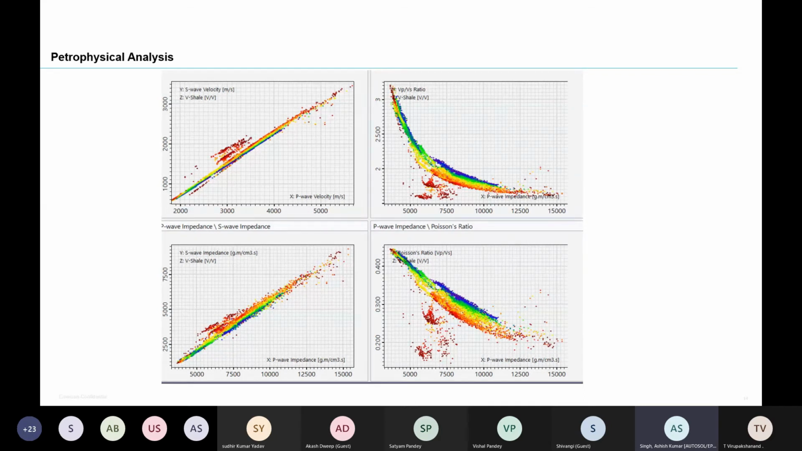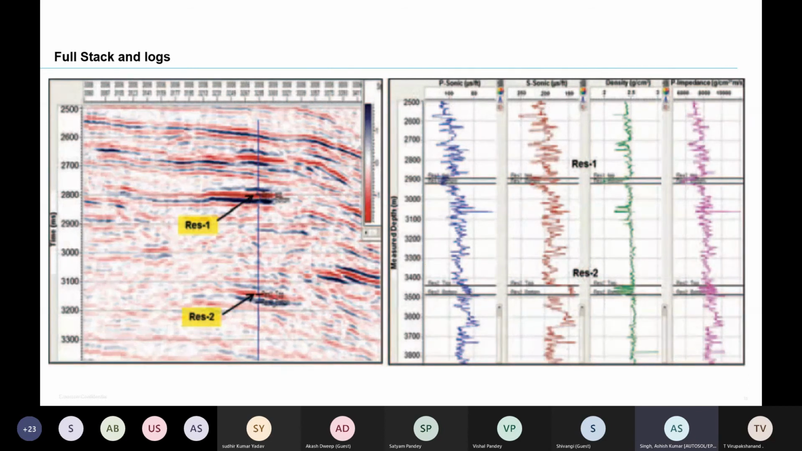Okay, let's start. I will give an example of full stack, then one example of pre-stack also. I would like to say that this is my published paper, published in 2014 in The Leading Edge, SEG. So nothing is hidden. You can download that paper, or I will send both papers to Satyam. So no issue.